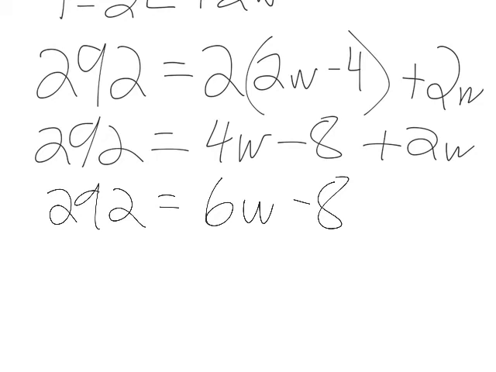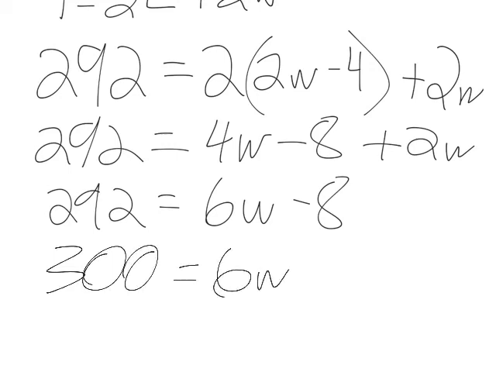We only have the one w term, so I won't have to move that. I'll just leave it where it is. But I will move my 8. I'm going to have to do the opposite here. We'll add 8 to both sides to get that moved. So 292 plus 8 would give me 300. And then to finish up there, you need to divide both sides by 6 to isolate w. That's going to give you a value of 50 feet for the width.